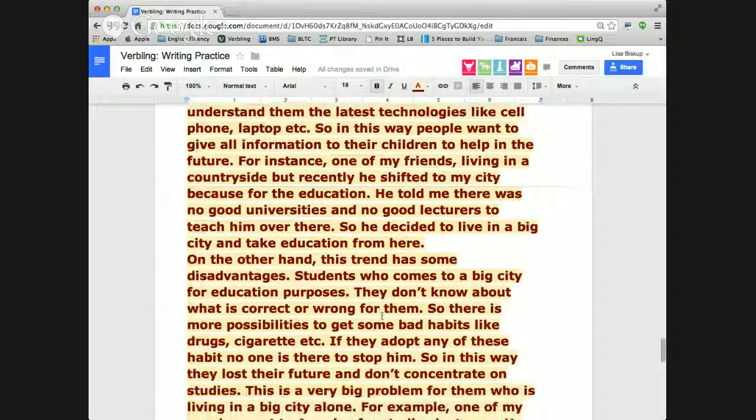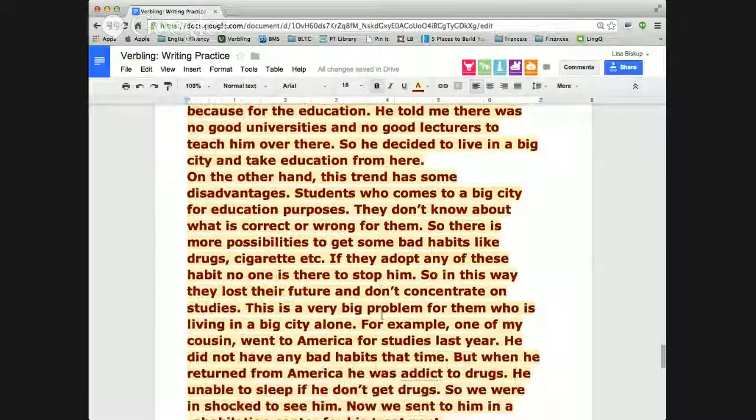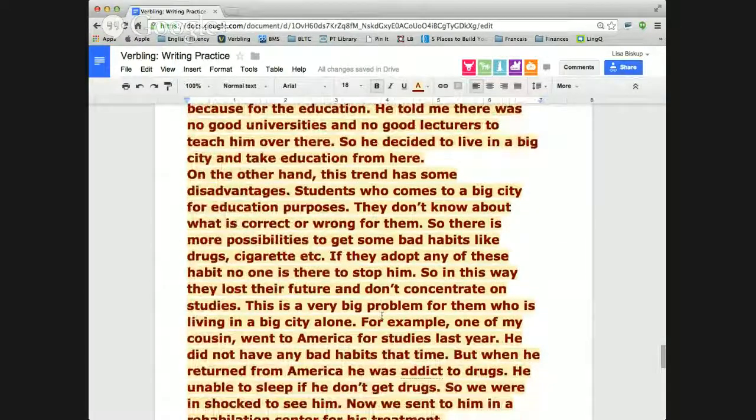For instance, one of my friends was living in the countryside, but recently he shifted to my city for education. He told me there were no good universities and no good lecturers to teach him over there. So he decided to live in a big city and take education from here.